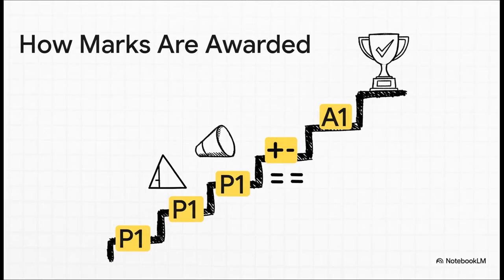So let's just recap how we got those 4 marks. First, P1 mark, for using Pythagoras to find the slant height. Second, P1 mark, for getting the curved surface area in terms of h. Third, P1 mark, for putting it all together into the complete equation. And finally, the A1 mark, for solving it and getting the right answer, 6. You see? It's a journey, a series of clear steps.